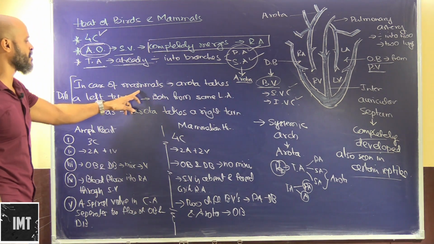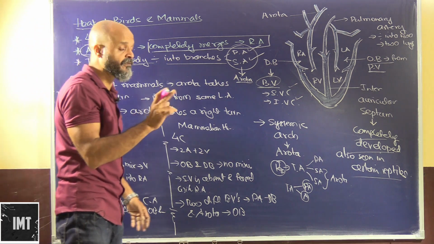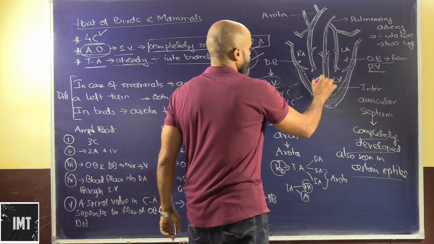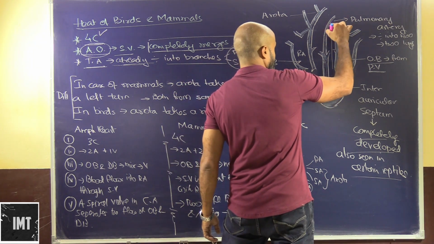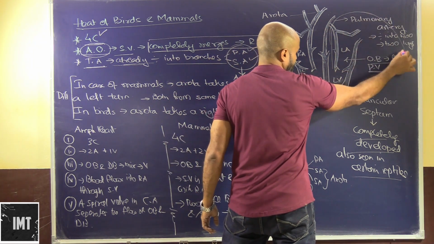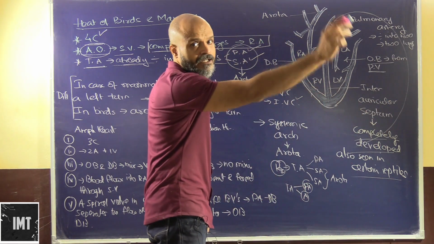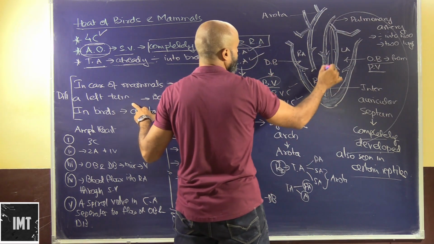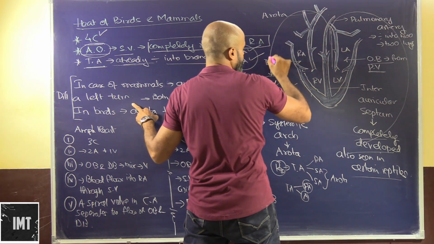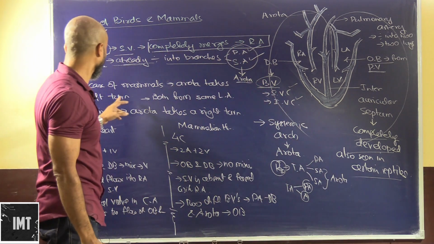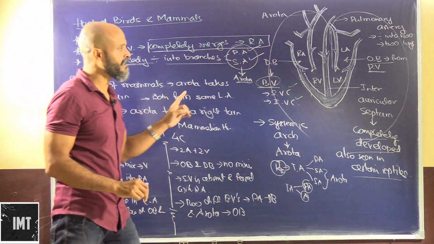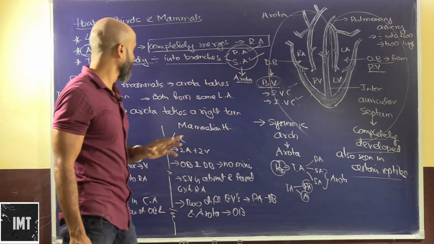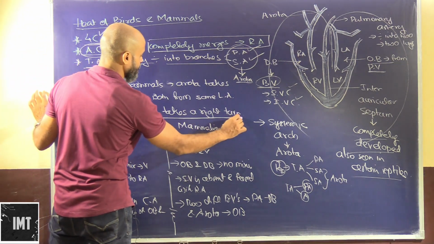Okay. So now what is the difference between the bird and the mammalian heart? There is just one difference. In case of mammals, the aorta from the left auricle will basically take a left turn. Sorry, I was saying a right turn at first, I am so sorry. This will take a left turn in the mammalian heart, and in the birds it will take a right turn. That is the only difference. Both have one aorta. In the mammalian heart it will take a left turn, while in the bird's heart it will take a right turn. So in birds, the aorta takes a right turn.